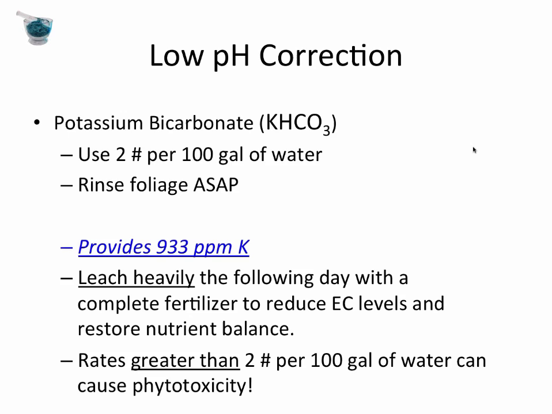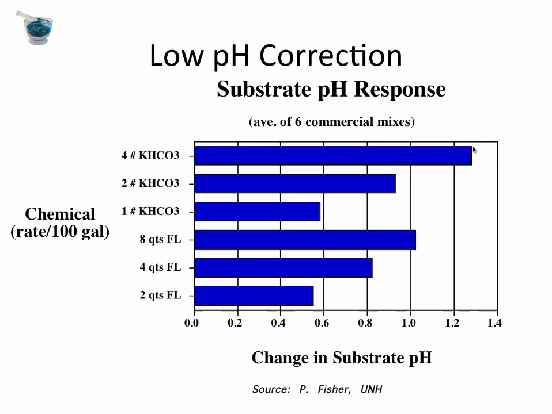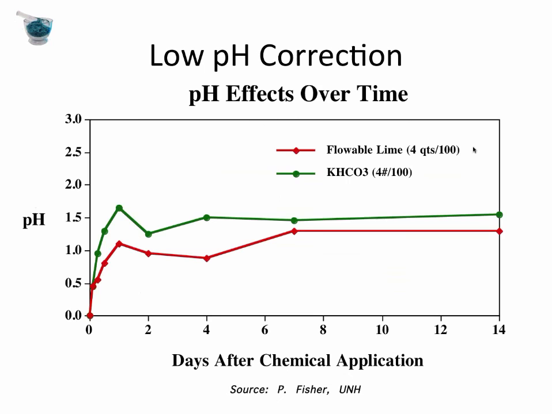Here's some work by Paul Fisher looking at the response rate. If you're looking at the bottom bar, 2 quarts of flowable lime gives you about a half a pH unit increase. If you look at potassium bicarbonate, 1 pound gives you almost a half to 6/10 of a pH increase. So you might want to do double applications to get the pH back up to where you want it to be. But this gives you an idea of the relative reactivity of those chemicals to help improve the pH of your substrate.